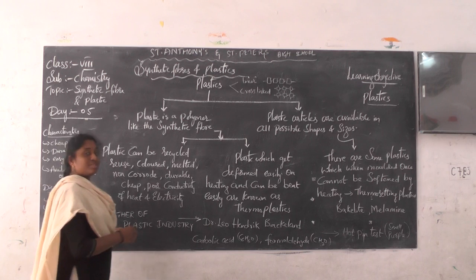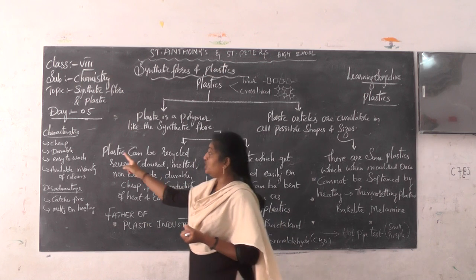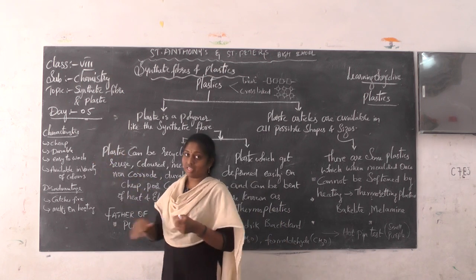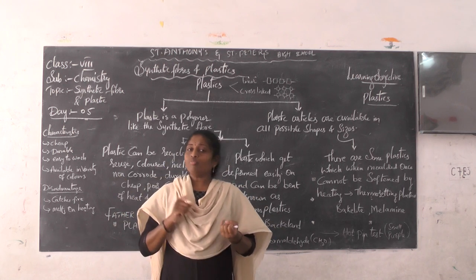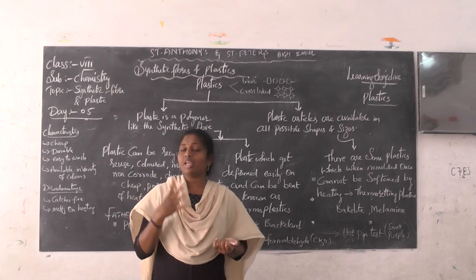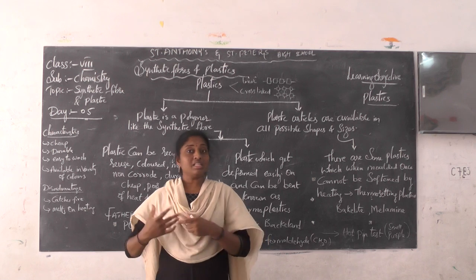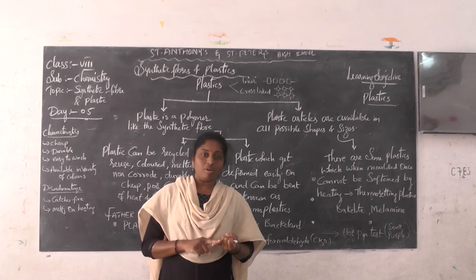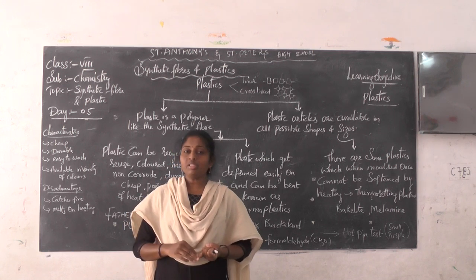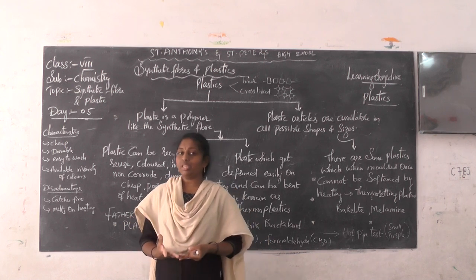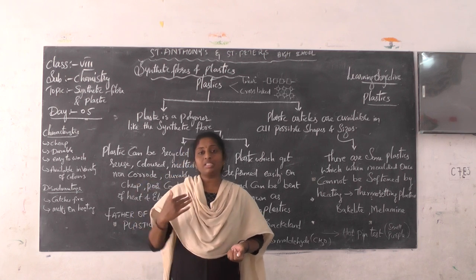In the synthetic fibers, first of all we observed the characteristic features. What are the characteristic features? It is very cheap, it is durable, it is very easy to wash and it is available in a variety of colors. First we studied the different types of fibers, that is the natural fiber and the synthetic fibers. In the synthetic fibers we studied monomers and polymers. A single unit is known as a monomer. Polymers are many units. Poly means many, mer means units.